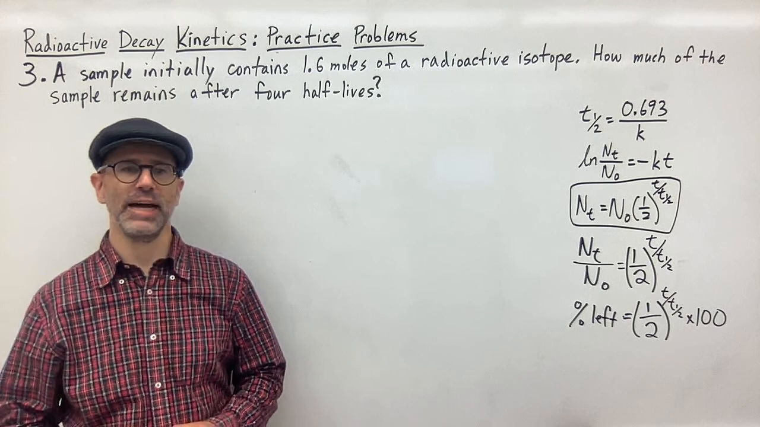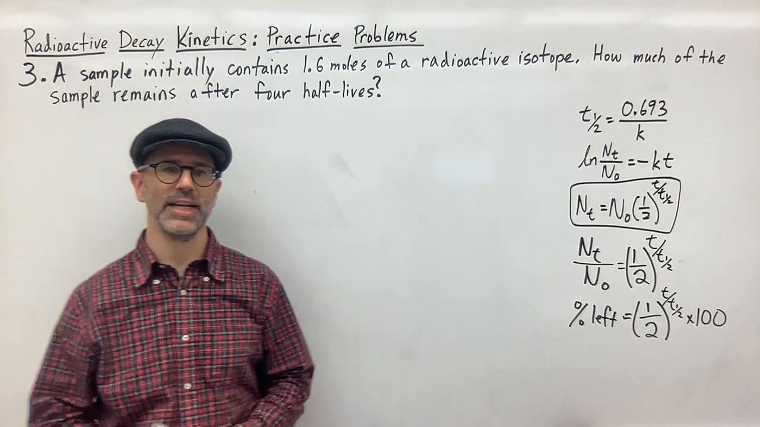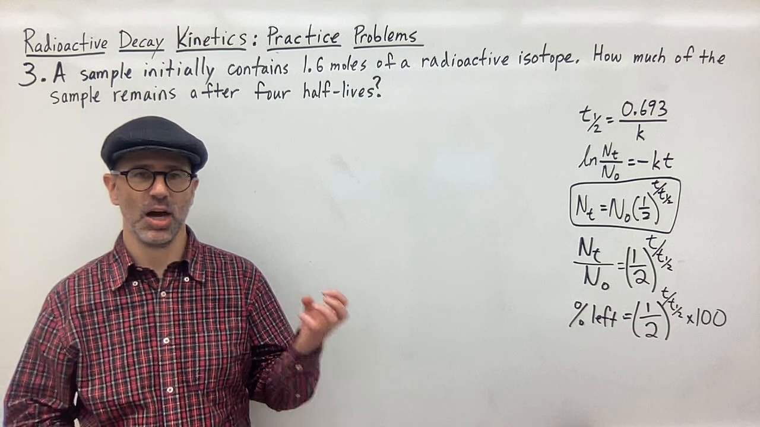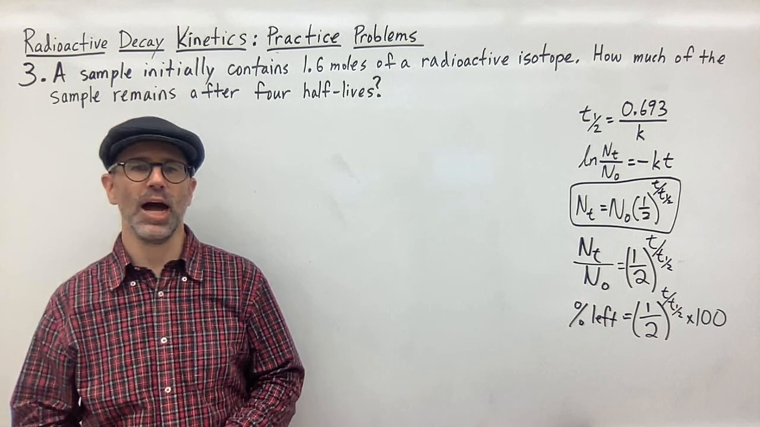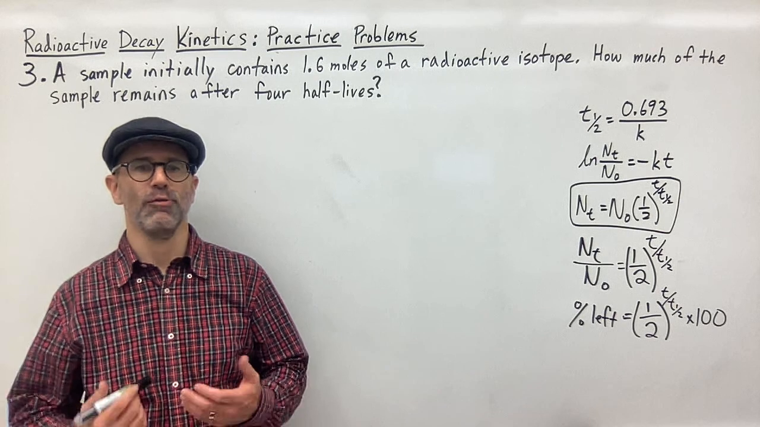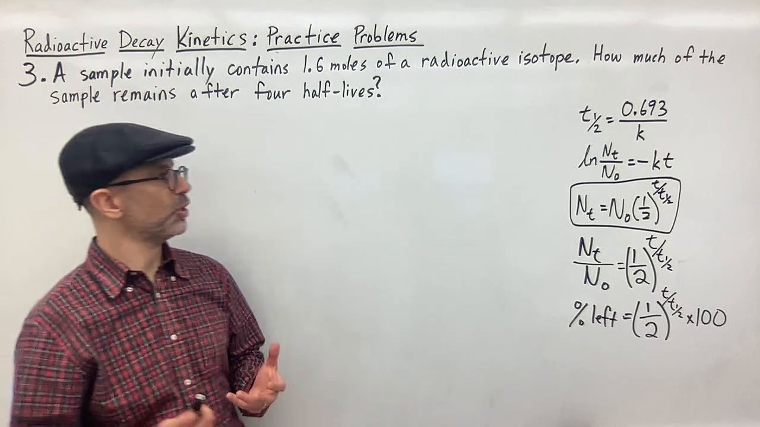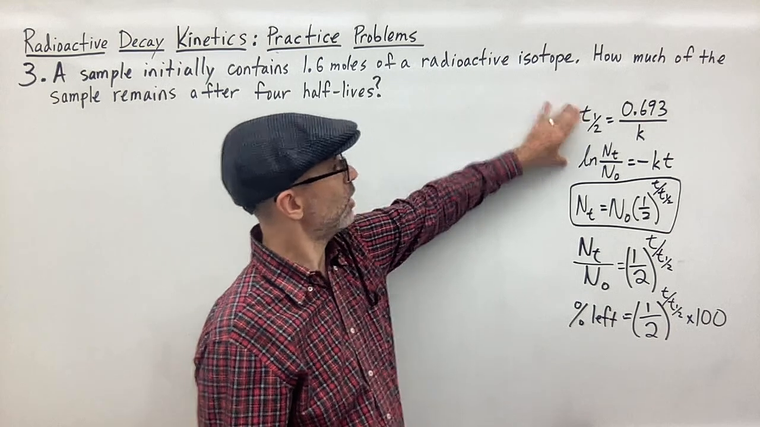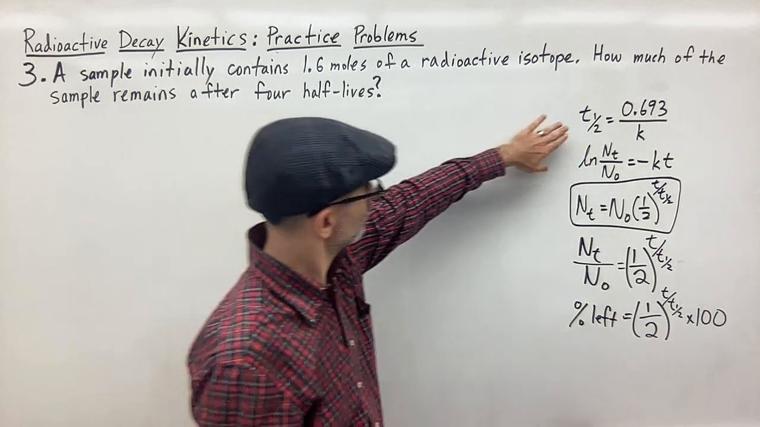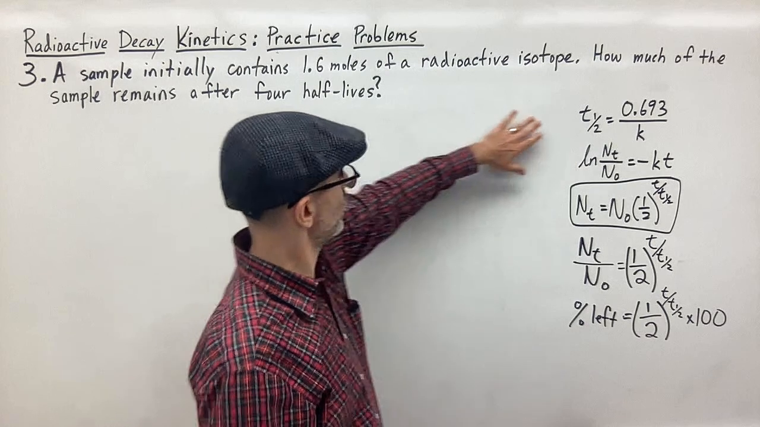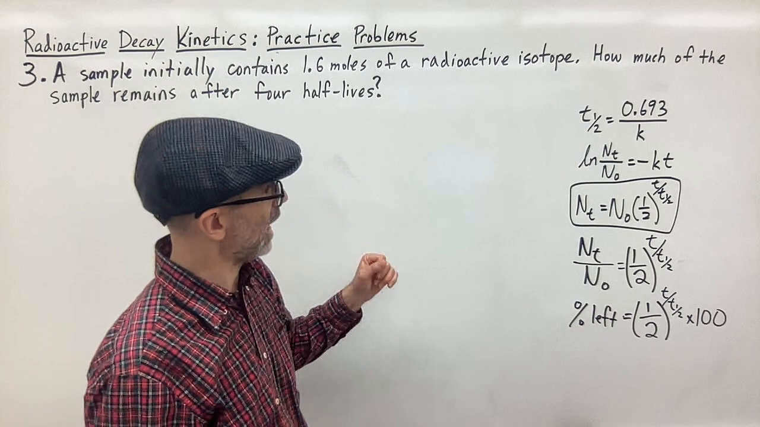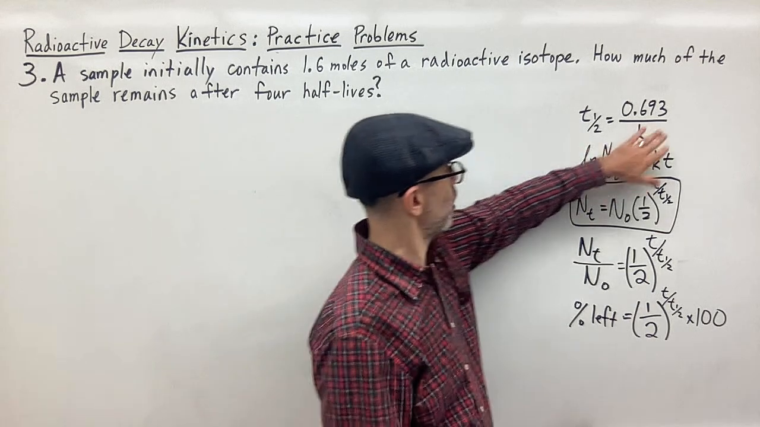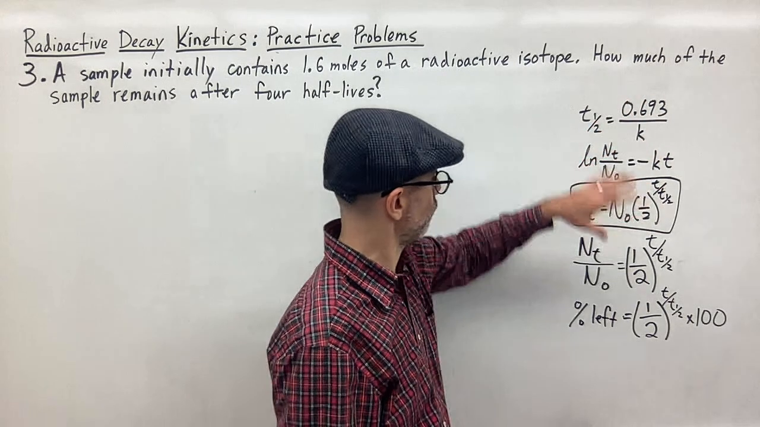In this problem, we have a sample that initially contains 1.6 moles of a radioactive isotope. So they're giving us the initial amount, and they want to know how much of the sample remains after 4 half-lives. We could use these two equations right here, but we don't know the half-life. They're not giving us the half-life, so we can't really use it to figure out what K is and plug that in.